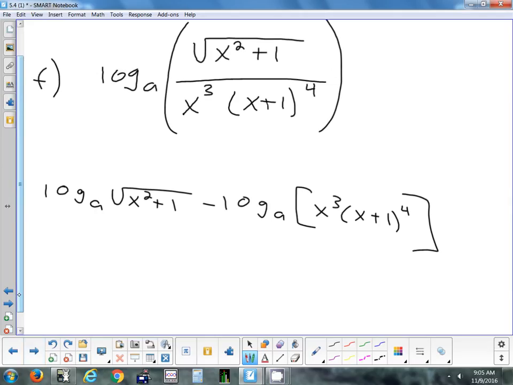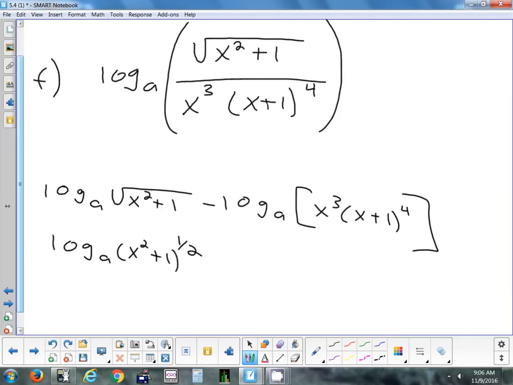Now I want to look at this first one. Does anybody remember a different way you can write a square root without using the square root symbol? And that's going to be important because it's going to allow us to use one of the rules I just taught you if you do this. X squared plus 1 to the 1/2. Yes. And I'm going to come back to that 1/2 in a second.